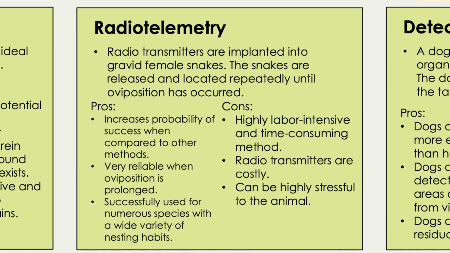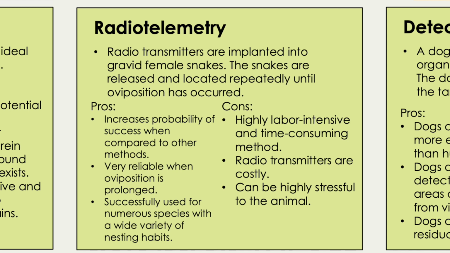The second technique is radiotelemetry. This involves radio transmitters being implanted into gravid female snakes of the species of interest. The snakes are then released at the site of capture and tracked multiple times per day until oviposition has occurred. In some cases, snakes are tracked and located while they're in the process of oviposition. In cases wherein the snake has oviposited in between observations, a general idea of the nest location is obtained, and the area can be searched further in order to locate the specific site.